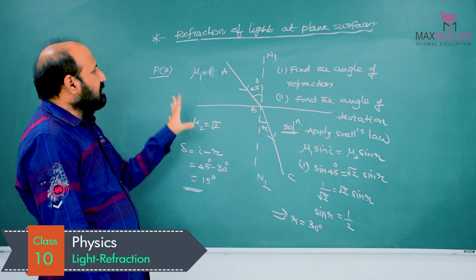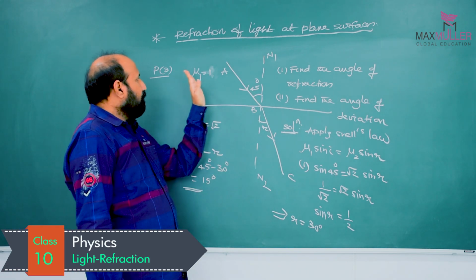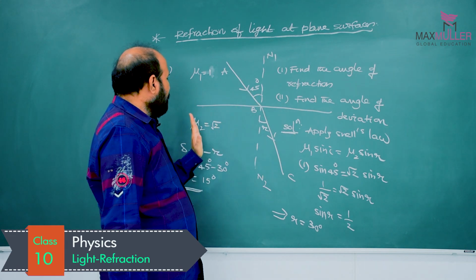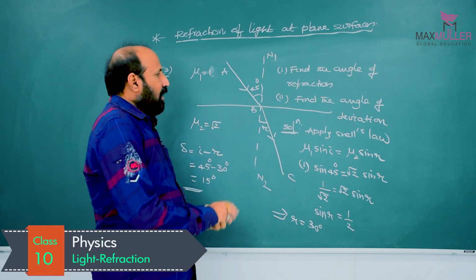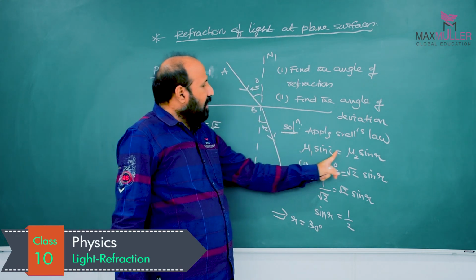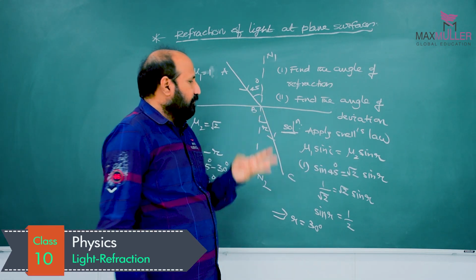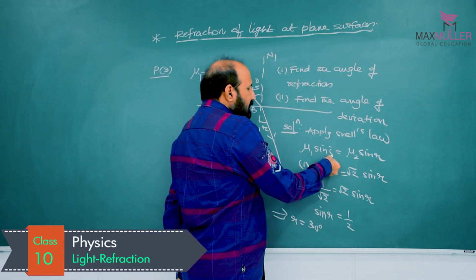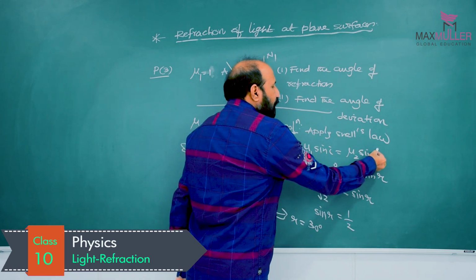So simply apply Snell's law. There is no confusion at all. Mu1 sin I is equal to mu2 sin R. Out of these 4 parameters, 3 will be given. Mu1, I is given, mu2 is given, you have to find R.